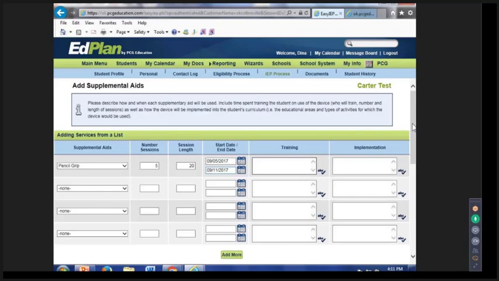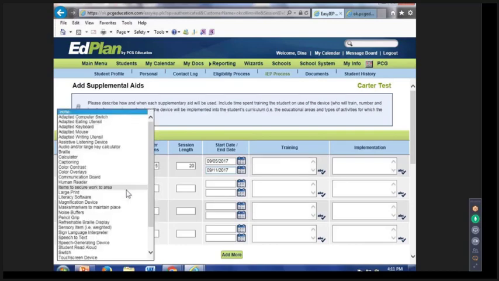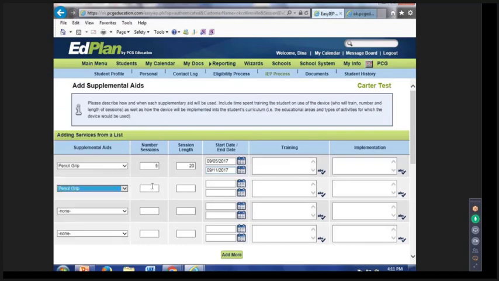So it might be that the occupational therapist will train the teacher and the student on the appropriate positioning of the pencil grip. Okay, I'm really stretching there for 20. I'm not going to do that for 20 minutes, but I hope you get my idea. And then I'm probably going to need to go down and do the same thing down here, put pencil grip in again. Now I'm probably not going to put number of sessions and session length because I'm talking about implementing this into his daily schedule.